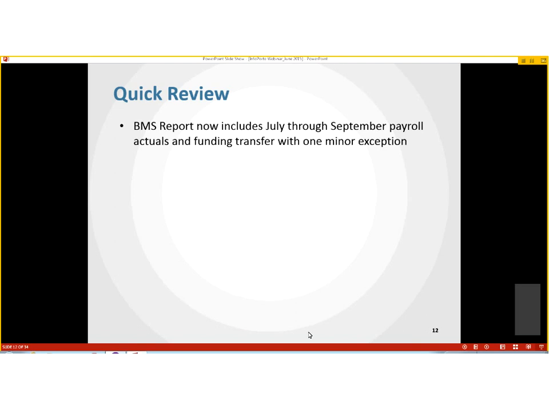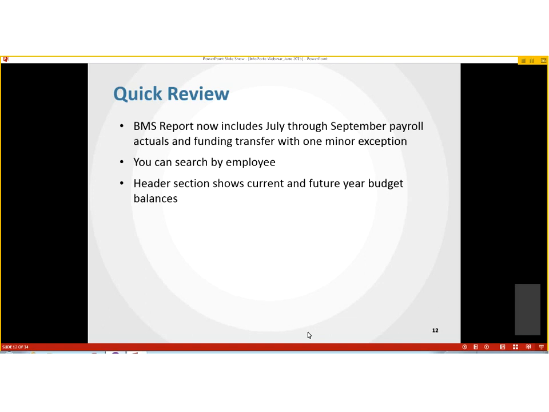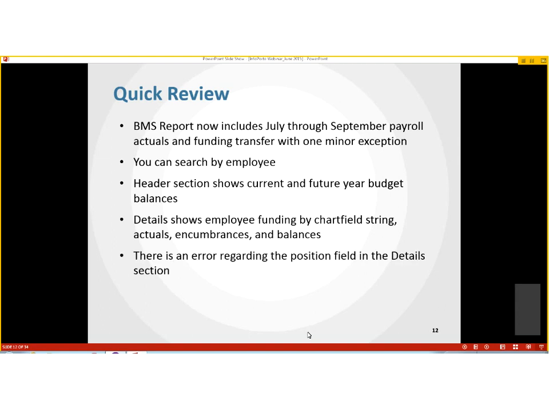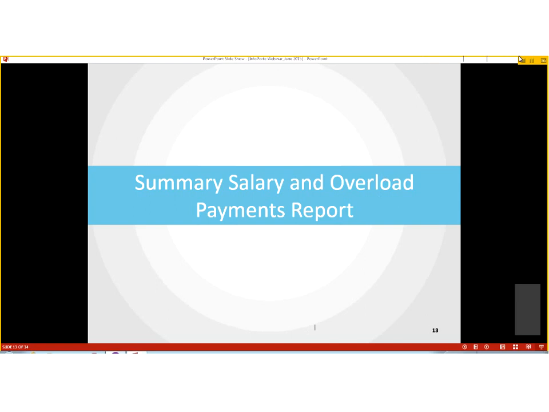All right, so let's do a quick review of what I covered for the BMS report. It now includes July through September payroll actuals and funding transfers with the one minor exception I mentioned. You can search by employee. The header section shows current and future year budget balances. The detail shows employee funding by chart field string, actuals, encumbrances, and balances. And there's that error regarding the position field in the details section that I talked about that is going to be fixed. All right, so with that, I'm going to turn it over to Mary, and she's going to cover the summer salary and overload payments report.